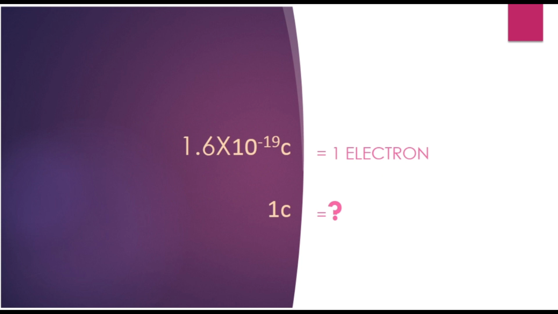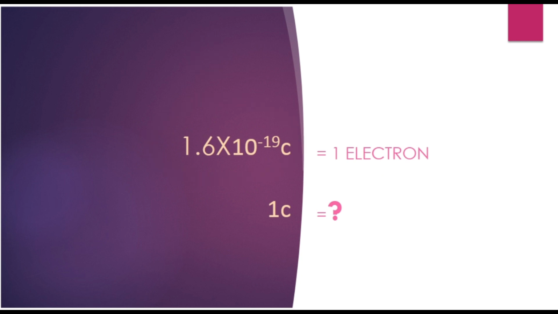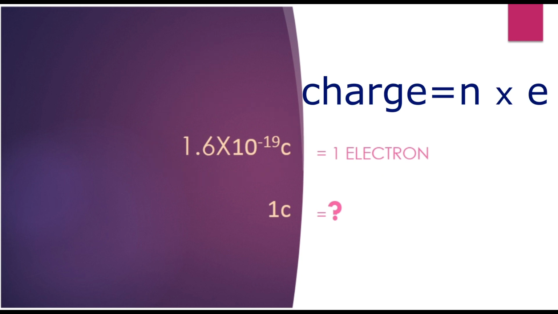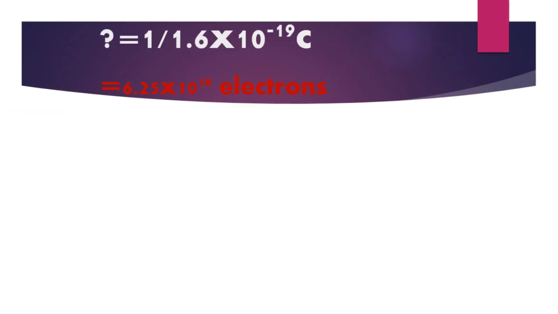That 1.6 into 10 raised to minus 19 is the charge of 1 electron, so it can be taken as e. Therefore, the charge is equal to n into e, where e is the value 1.6 into 10 raised to minus 19 coulomb. It needs 6.25 into 10 raised to 18 electrons to produce 1 coulomb charge.